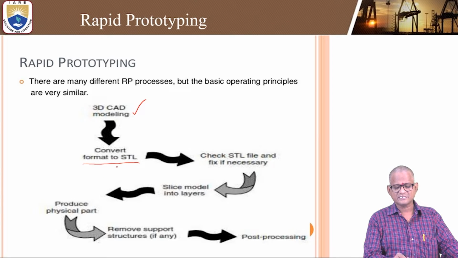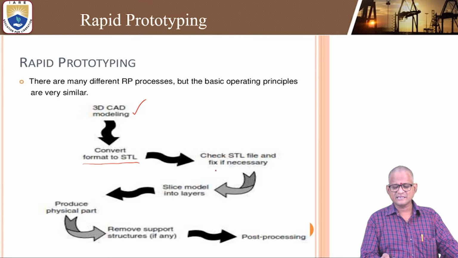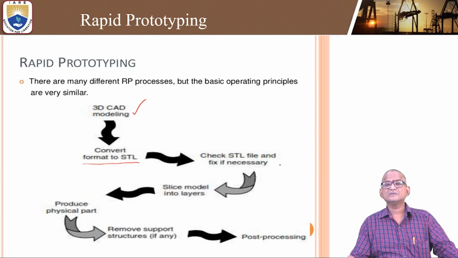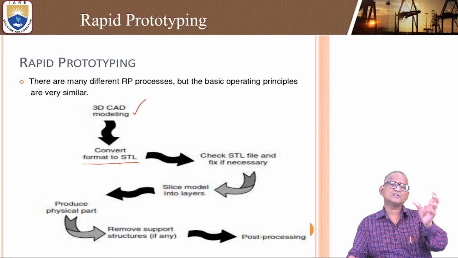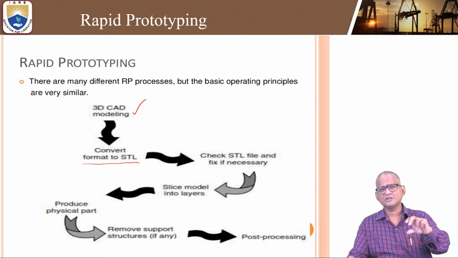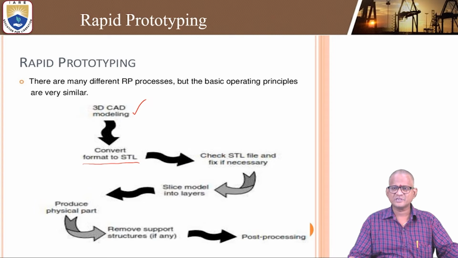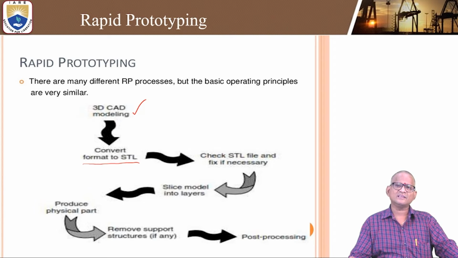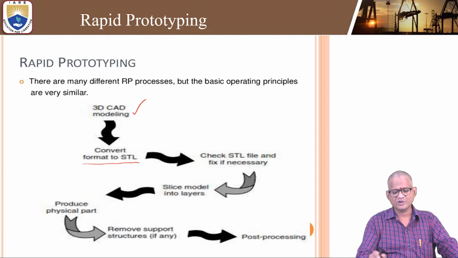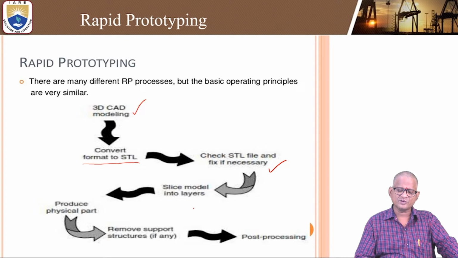Okay, so in this STL format, again check the STL file and fix it if necessary. First, the 3D model is converted into an STL model with the help of the computer. Then check the STL file and fix it if necessary, or if any file is missing. And once it is okay, then it goes to slicing the model into layers.